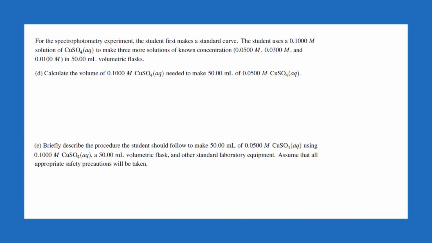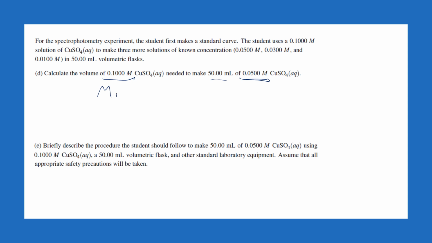Okay, so then they did that precipitation experiment. Now for the spectrophotometry experiment, they make a standard curve. They use 0.1 molar solution of copper 2 sulfate to make 3 more solutions of known concentration. Calculate the volume of 0.1 molar copper 2 sulfate to make 50 milliliters of 0.05 molar. So this is a dilution, because you're going from 0.1 molar to 0.05 molar, so you're diluting it, making it less concentrated.